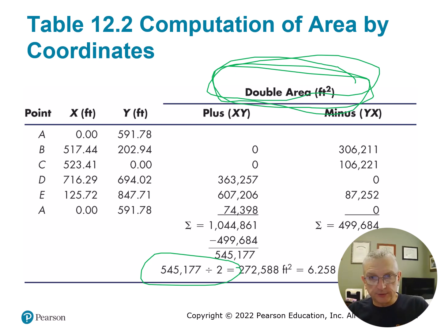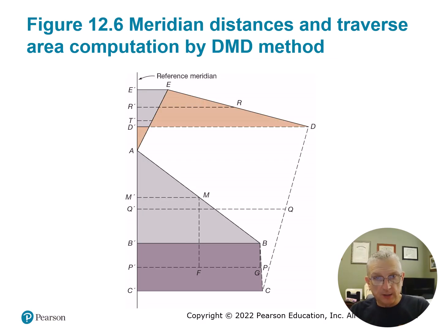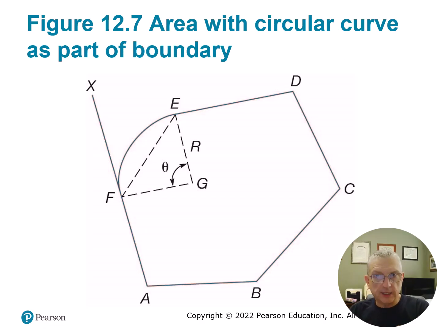And this is covered pretty well in the book. Section 12.7, you have to consider the area of parcels with circular boundaries. This is again going back to the same form, the way double meridian distances work. Now this is the area with a circular curve as part of a boundary, and we see this a lot anytime we're along a road or a subdivision where there's a circular boundary.